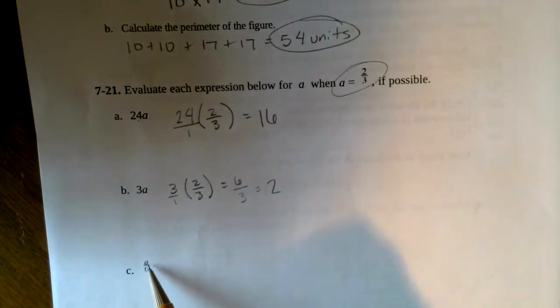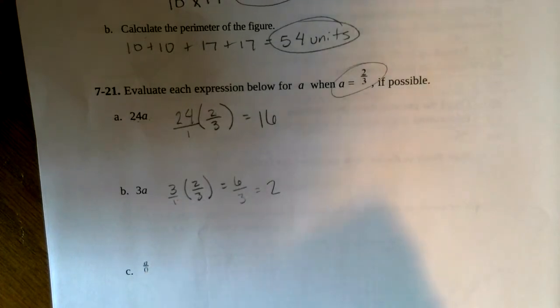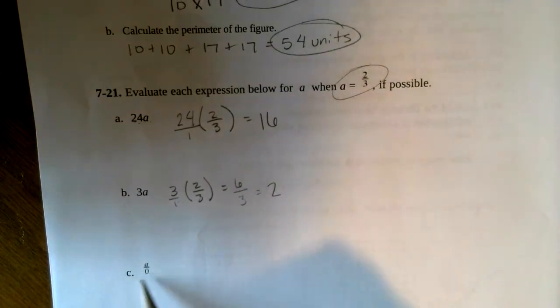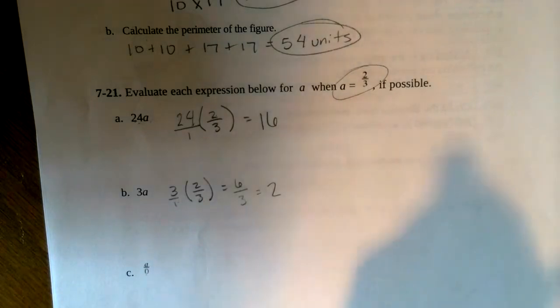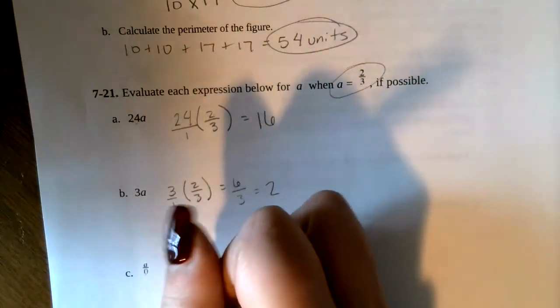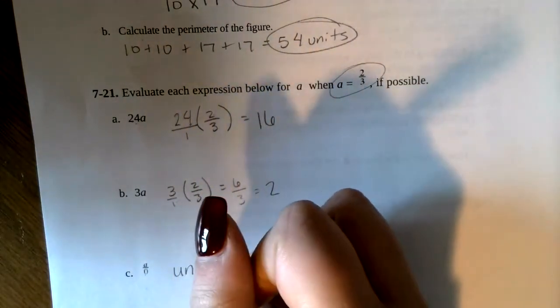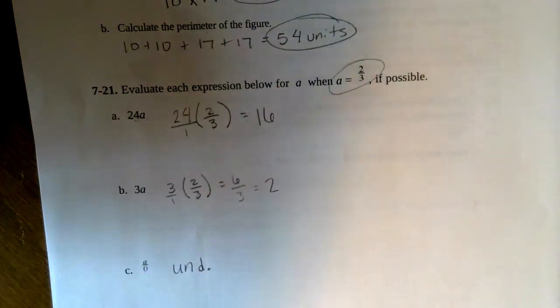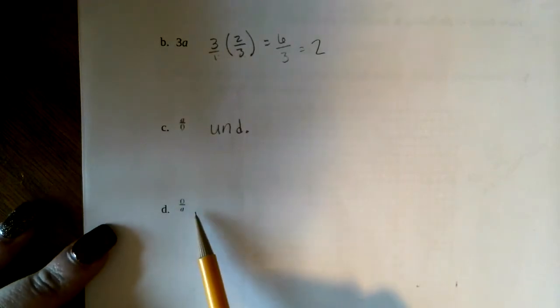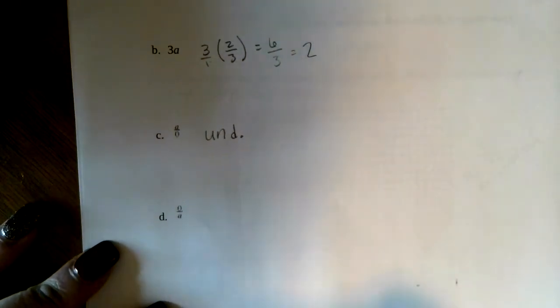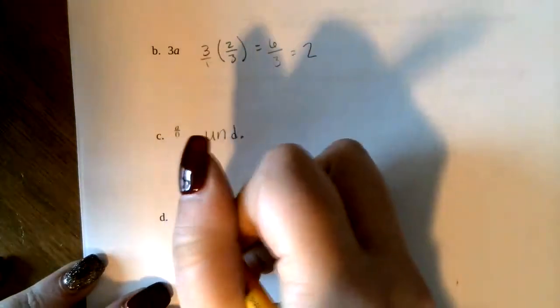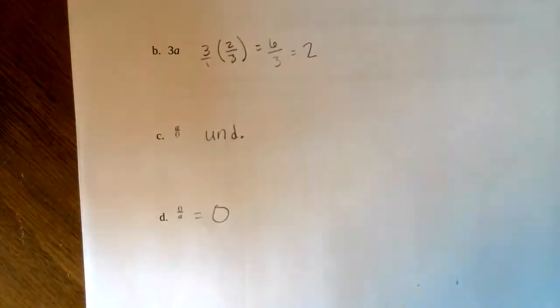When I get to this, a over 0, I cannot divide 0 into anything. So we call that undefined when we can't do that. I'm just going to abbreviate und, not for underwear, just undefined. Now for this one, 0, any number divided into that is always going to equal 0. So that would be the answer if we were asked to evaluate. All right, we have one last one on the back.